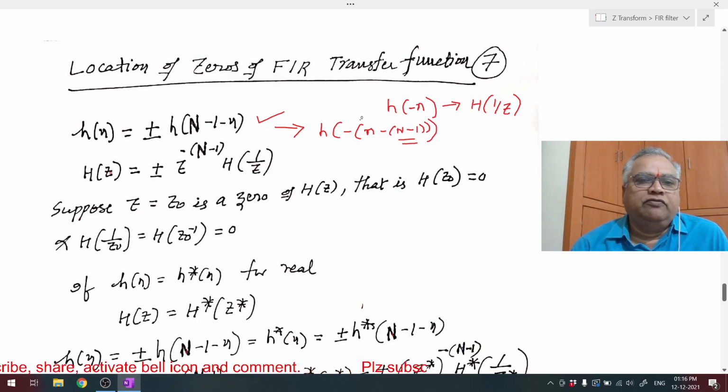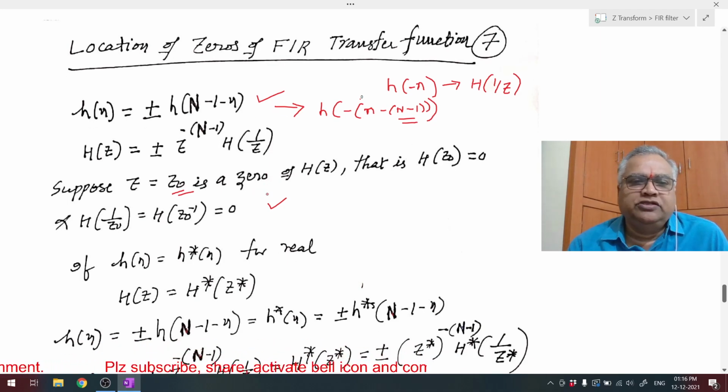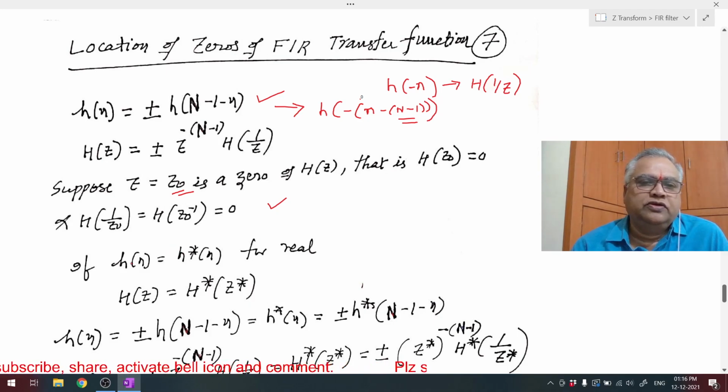Now what is the observation? H of Z, H of 1 by Z equal. If there is a 0 at Z0, then there must be 0 at 1 by Z0 also. This is the another point. If there is a 0 at Z0, there must be a 0 at 1 by Z0 also.